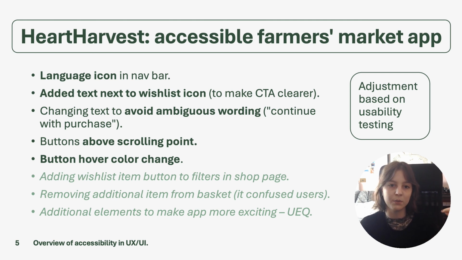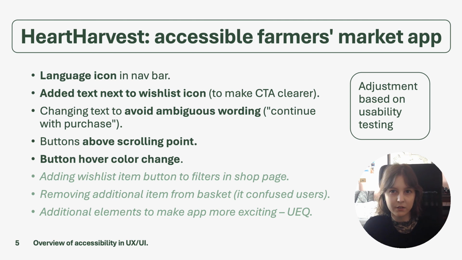It's important also that we make sure the most important elements are positioned above the scrolling point. It's very difficult for users to scroll on each page, especially if they're using assistive technology such as mouse sticks. A good practice is also to make sure that the button colors change when you hover over them with the mouse. It's then more clear which elements are the call to action elements.